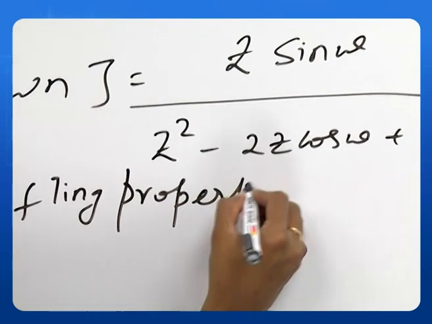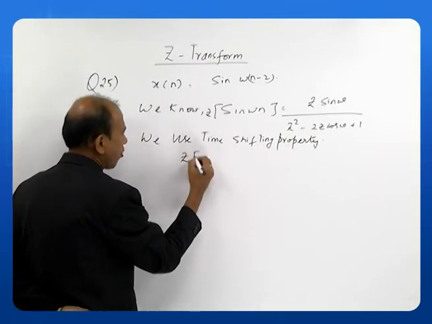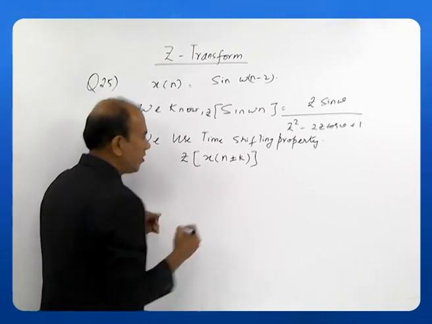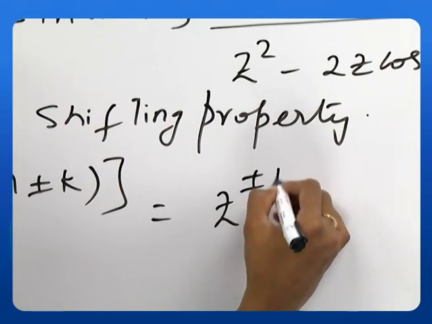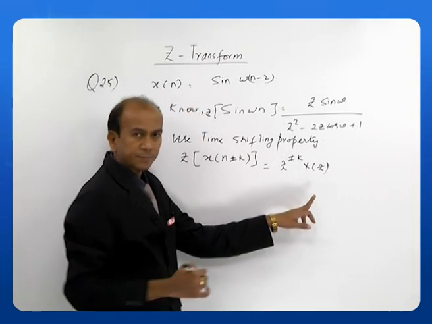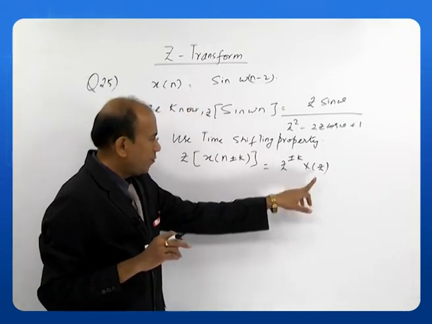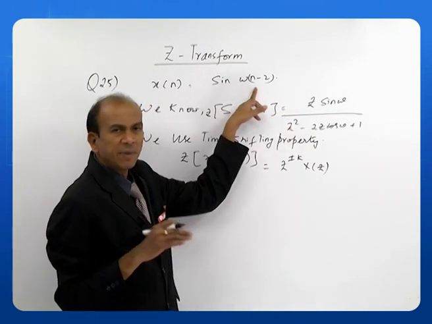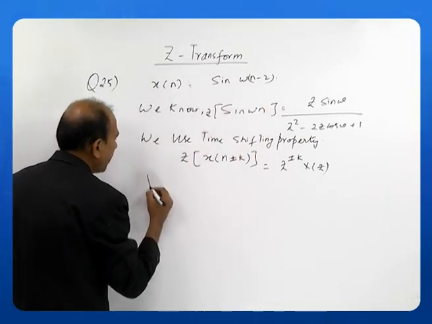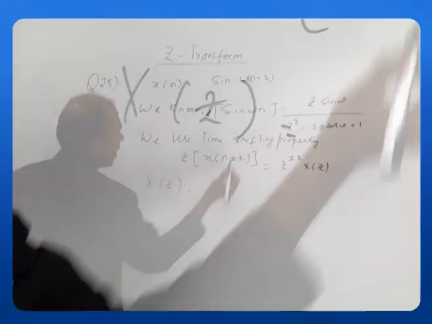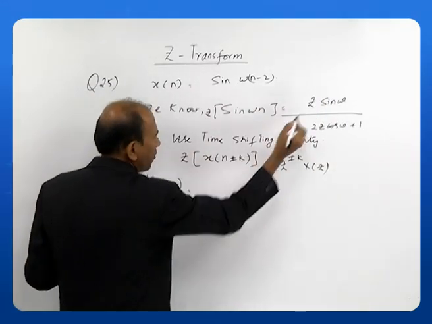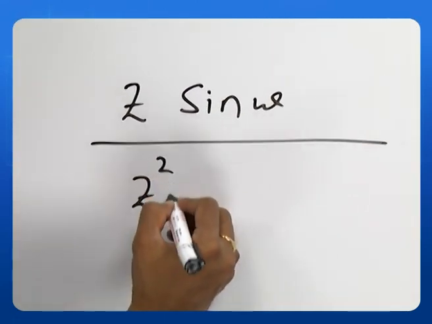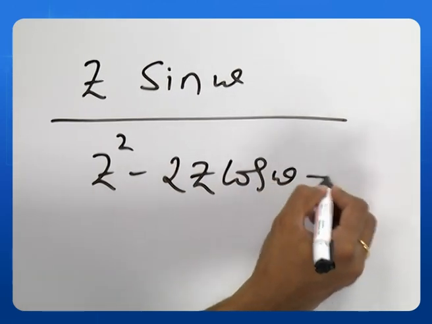What does the time shifting property say? It says the z transform of a signal which is shifted by a certain time will have a z transform which is equal to z plus or minus k x of z. Now our job is very simple. We know what is x of z. Now you have to just multiply by z plus or minus k. For us k is understandable, it's minus 2. So what I'll do is I'll write down here directly x of z. Okay, so we'll write down this x of z. We already know this. Let us write down that first. z sine omega by z square minus 2z cos omega plus 1.